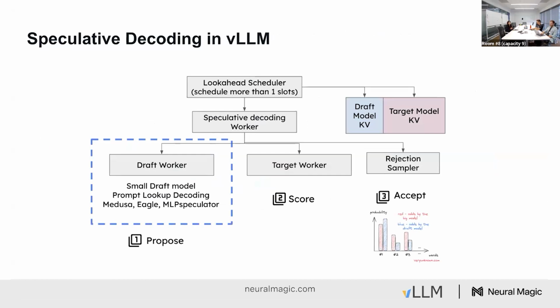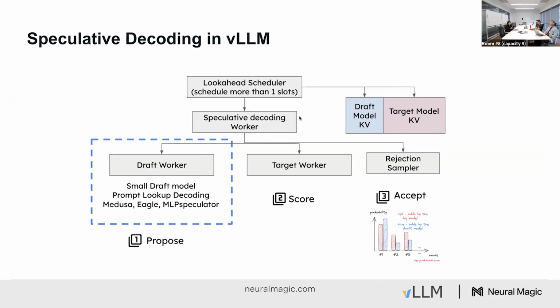We implemented speculative decoding in vLLM because we think latency is an important metric. We want to reduce latency, so we implemented speculative decoding. The way we implemented it is that we changed the scheduler in vLLM so it can schedule more than one slot for the tokens, because you are generating more than 1 token in a single forward pass. At the same time, we changed the memory manager, so we manage the KV cache for both the draft model and the target model.